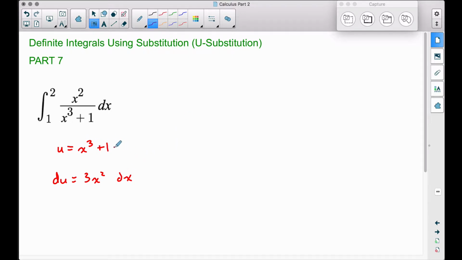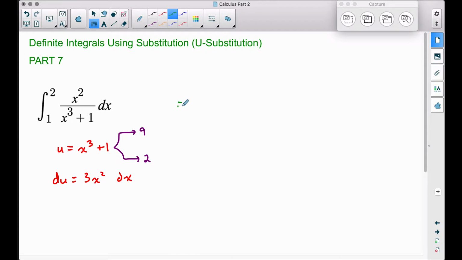In previous videos, I did discuss taking your x bounds and changing them to u bounds. So let's take our two x bounds here. Let's substitute those into here to find our new u bounds. Plugging in 2 cubed is 8, plus 1 gives us 9. Plugging in 1 cubed is 1, plus 1 gives us 2.